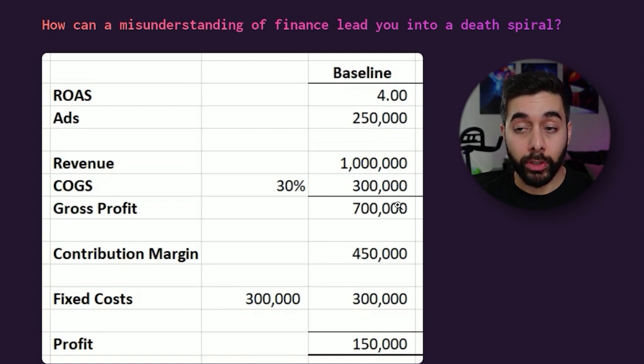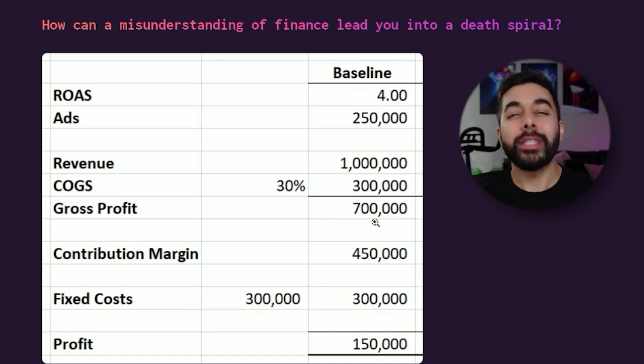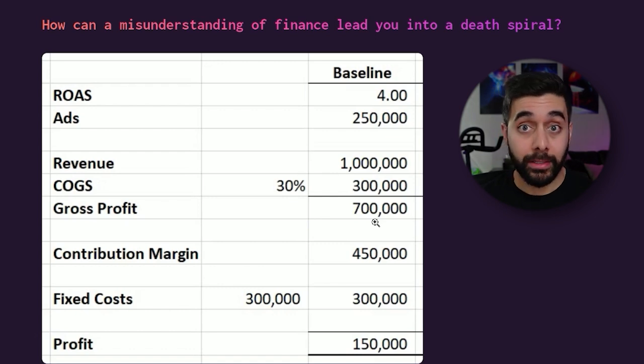That gives them a gross profit of 1 million minus 300K, $700,000. Now in this example, we're going to keep it very simple. The only variable expense to consider is your ad spend. So to calculate your contribution margin, we're going to take the 700K of gross profit, subtract $250,000 of ad spend, which gives us $450,000 of contribution margin. This business has fixed costs of $300,000, which means they have 450 minus 300, $150,000 of profit.